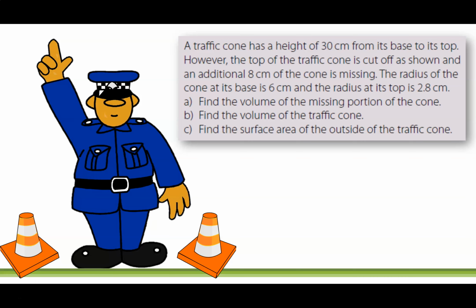The radius of the cone base is 6, and the radius of the top is 2.8. So it's a rather smallish cone, quite small. It says find the volume of the missing portion of the top of the cone, find the volume of the whole traffic cone, and now here it is. Find the surface area of the outside of the traffic cone.